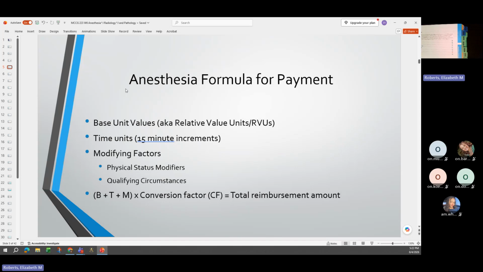Anyways, I know I'm really going into depth here for this anesthesia formula for payment, but it shows you how all of these different little things add up. Reimbursement for anesthesia is quite different than reimbursement for regular CPT or fee-for-service coding, because you add up all of these little components in order to identify the expected reimbursement amount.